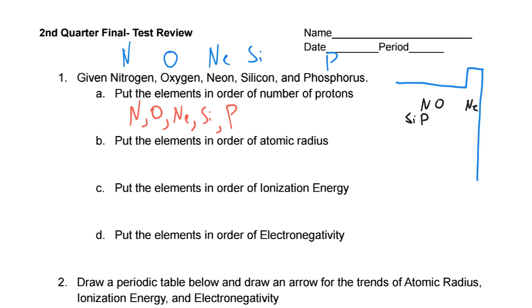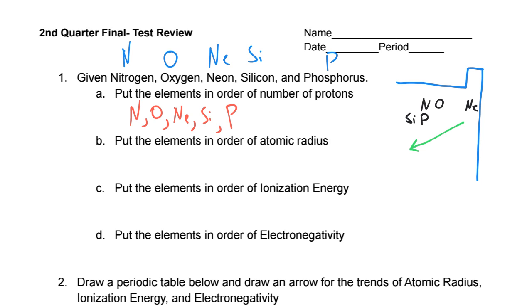So put the elements in order of atomic radius. So here we've got to remember a trend. It makes sense that the atomic radius would get bigger as we go down the periodic table, but the less intuitive one is that it also gets bigger going to the left. And the reason for this is that when you are within a period, you have the same number of energy levels, but you're getting a stronger and stronger nucleus because you're adding more protons.